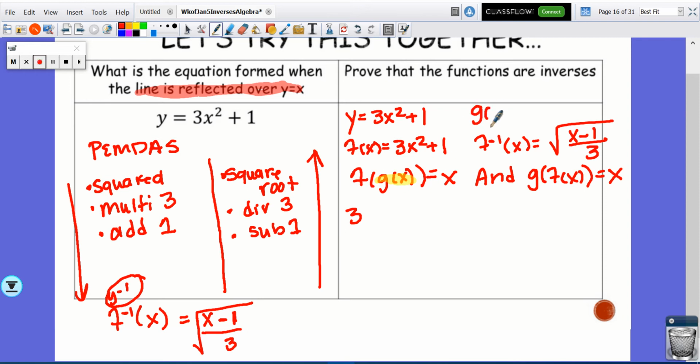So let me write this up here. g of x is the same thing as the inverse of f. They equal the same thing. So this is my g function. Instead of putting x, I'm going to put this function in. So I'm going to put in square root of x minus 1 over 3. Close that. Then I get squared plus 1. So now I'm going to do the math here, and what it tells me is when I do the math, does this equal x? So when I look at this, then I see that.